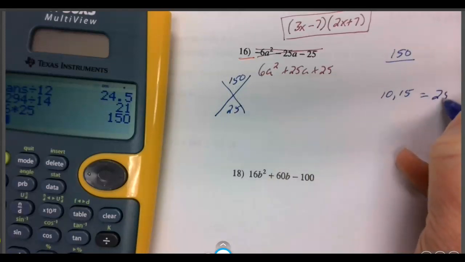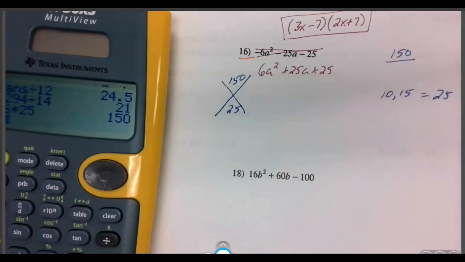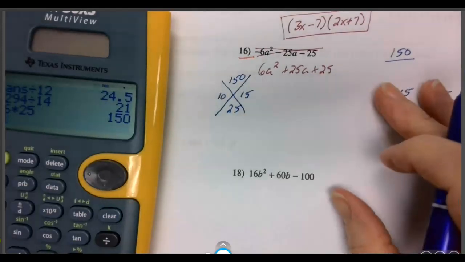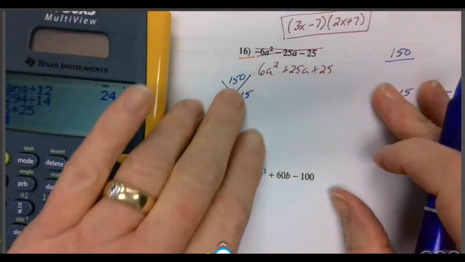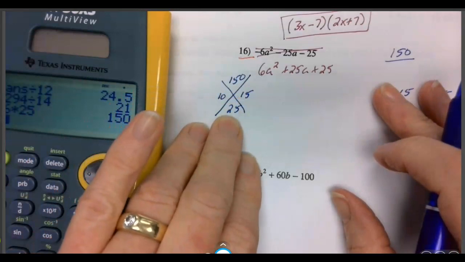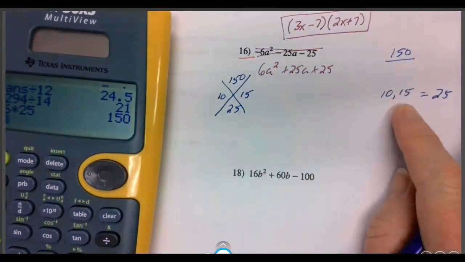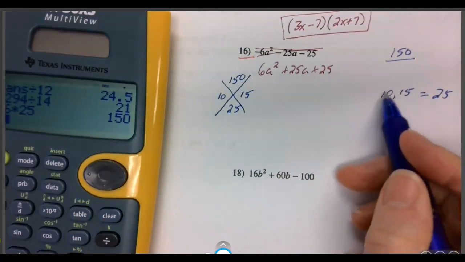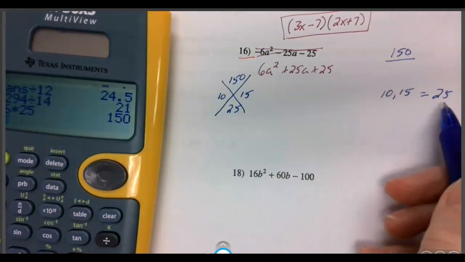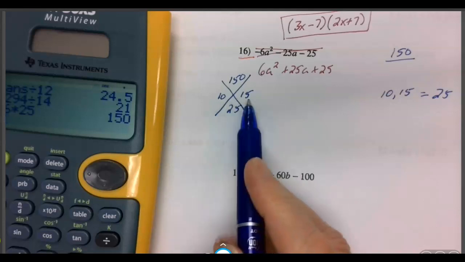So when I add, again, this was a nice one. It came out so easy. So on this one, we notice that it's a 150 and a 25. This one came out pretty nice. It was just 10 and 15. But again, I usually start around 10 or 12 or 13 or 14. We get 25. So this is what it's going to look like.